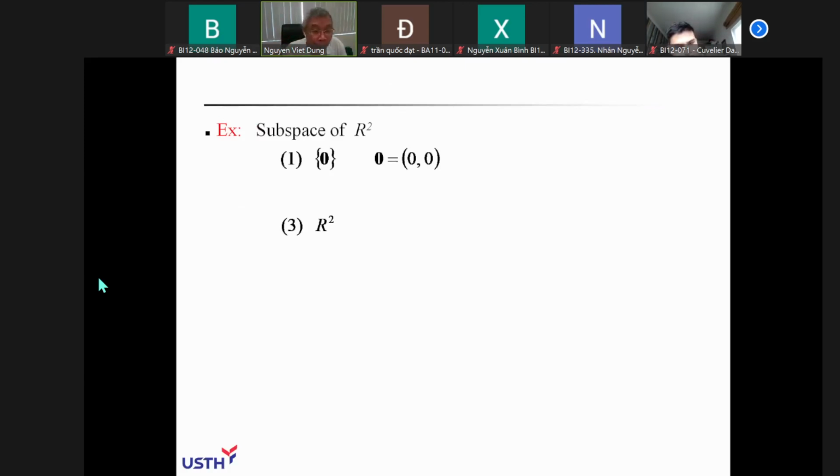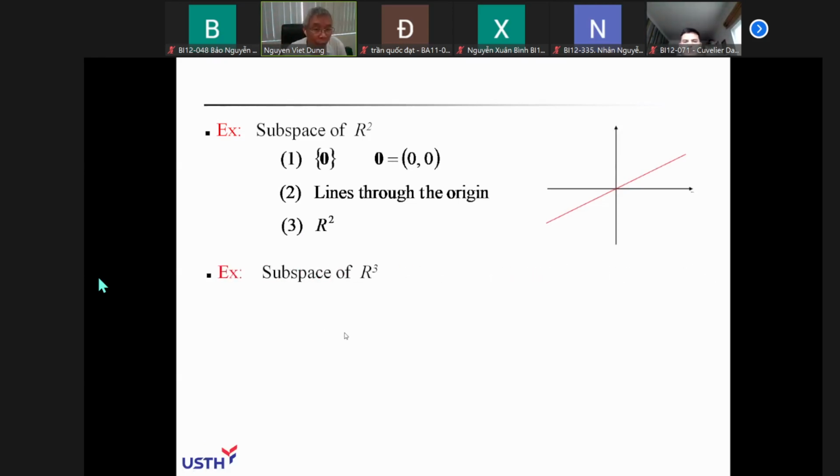And in the middle, we have one more thing. That is any line, any straight line going through the origin, which is always a subspace of R2. And it is here. You can see the red line here. That is a straight line going through the origin. Next, we consider the subspaces of R3.